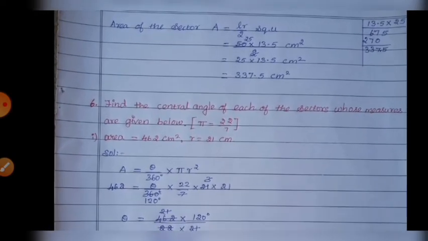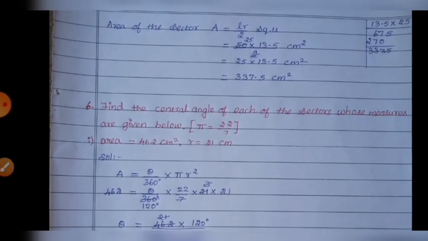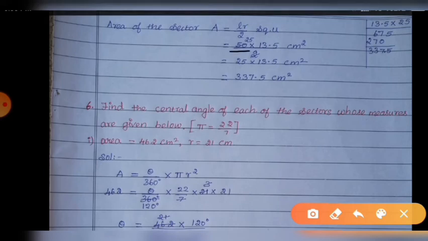Area of the sector A is equal to LR divided by 2. Here the length of arc and radius are given, so using this formula, LR divided by 2 square units. L is equal to 50, R is equal to 13.5 divided by 2. Using the 2 table, 50 how many times? That is 25 times. 25 into 13.5 we get 337.5 centimeter square.